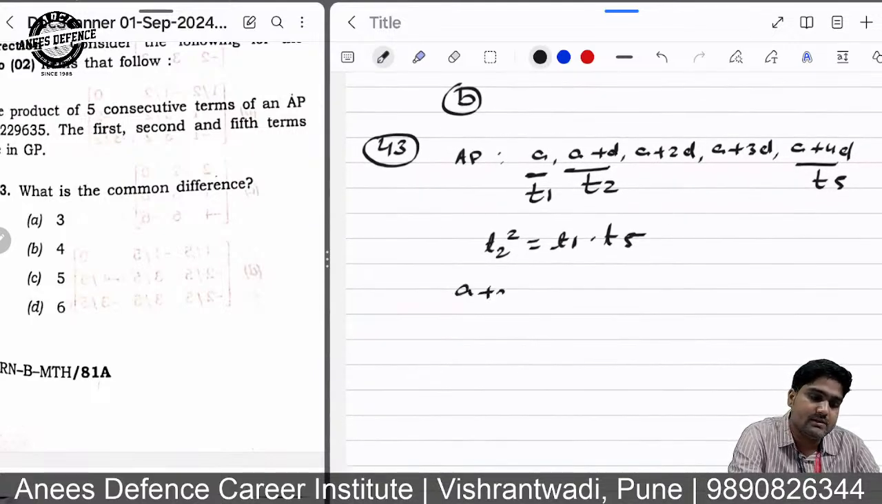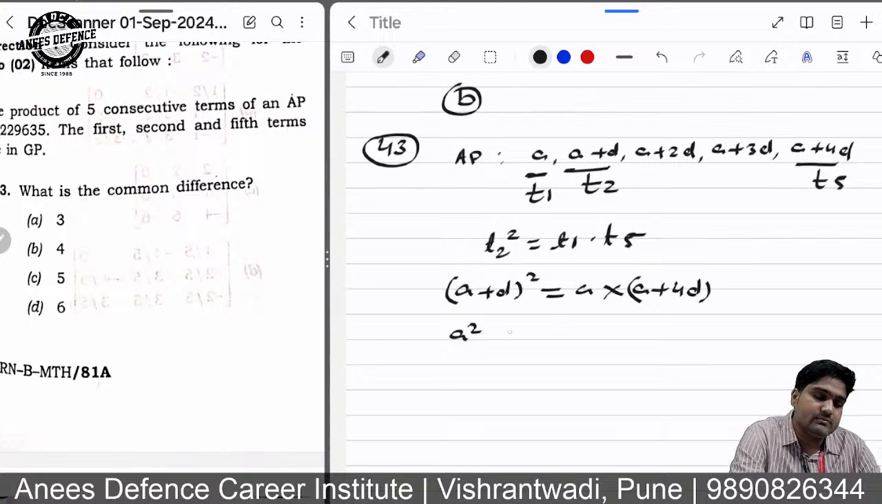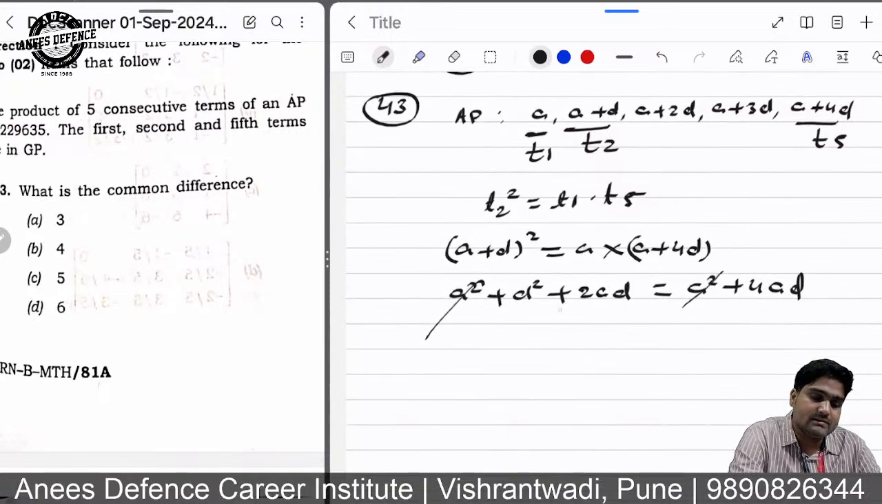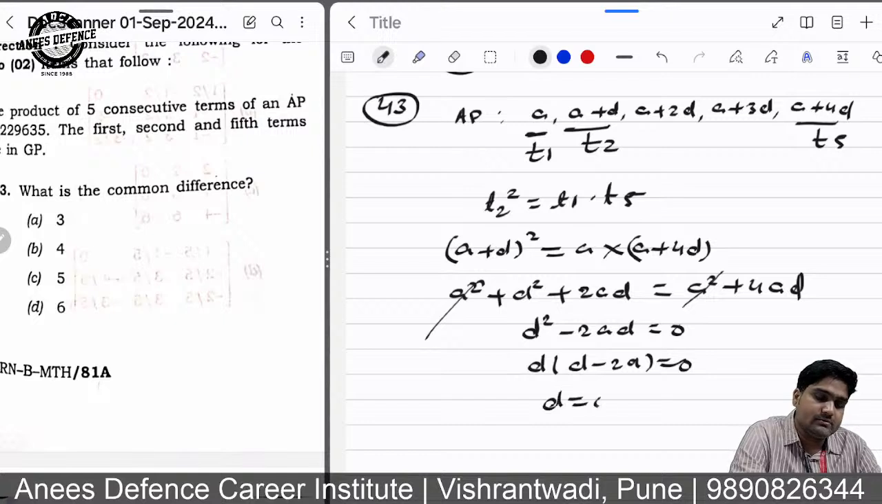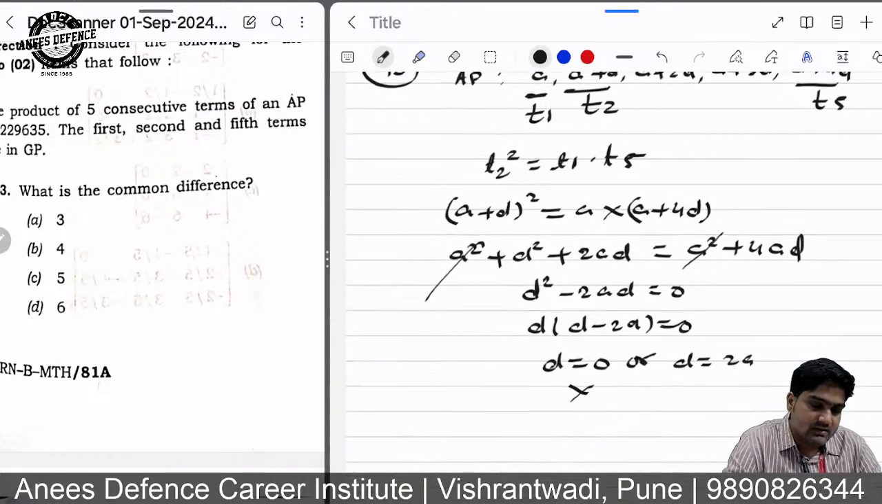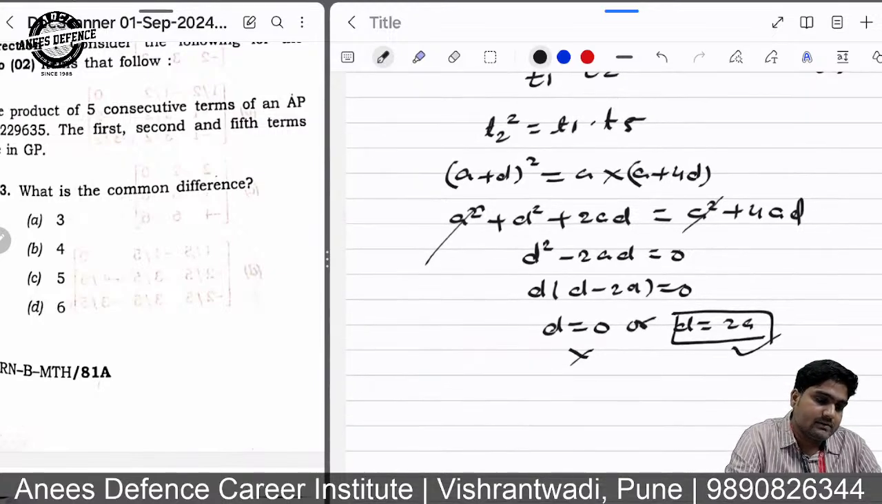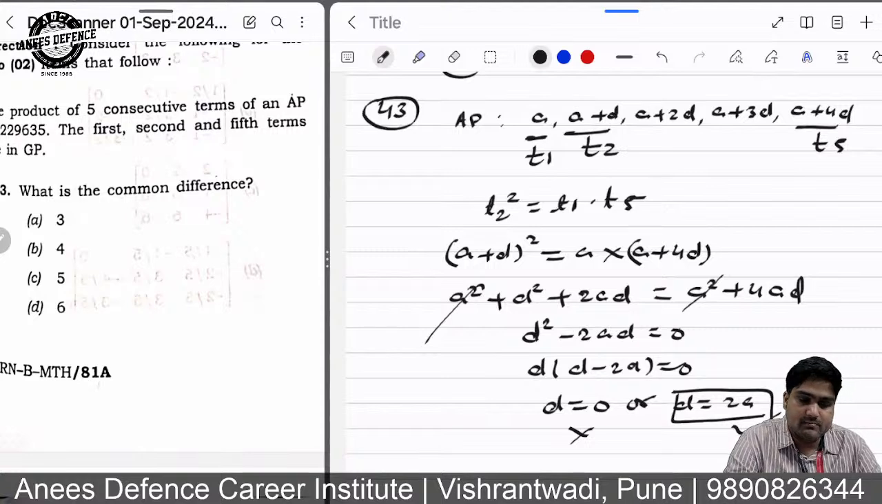So here the middle term is (A plus D) whole square, and the first term is A and the last term is A plus 4D. Let's simplify this expression. It will be A square plus D square plus 2AD on the left side, and on the right side, A square plus 4AD. A square and A square cancel out. Now take all the terms on the LHS. So D square plus 2AD minus 4AD, which is minus 2AD, equals 0. If I take D common, D times (D minus 2A) equals 0. So there are two values of D: one is D equals 0, or the second is D equals 2A. D equals 0 is not possible, so D equals 2A.